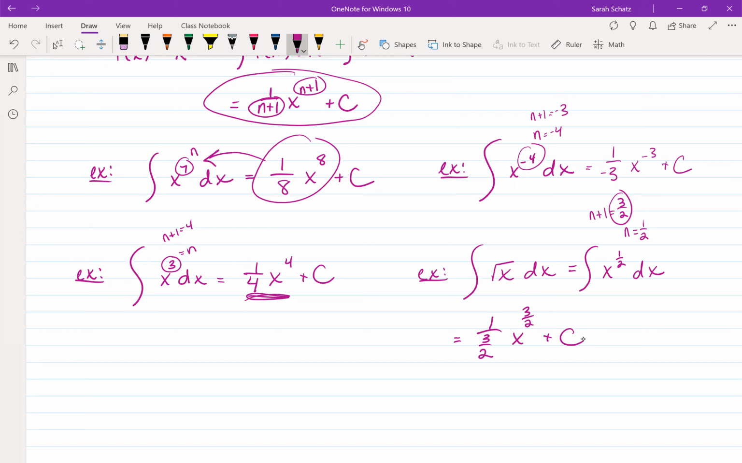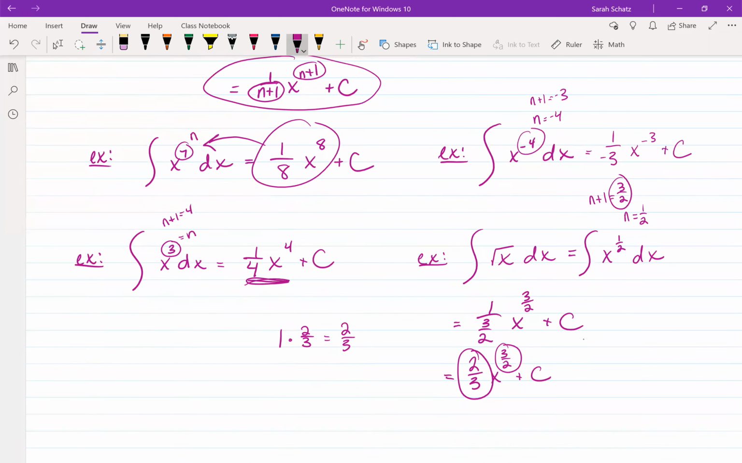You guys, what do I do here? 1 over 3/2, what happens? Well, the 3/2 is just going to flip over. Think about it. How do you divide by a fraction? Don't you just flip and multiply? So when you have 1 over a fraction, it's really just the reciprocal that's happening. So when I see 1 over 3/2, I know I'm just going to flip it over. It's going to be 2/3 x to the 3/2 plus c. Make sure that while you flip this number over, this one doesn't get flipped. This is just the power. It's what it is. But you guys, so I did a root and the power rule worked. It was fine.